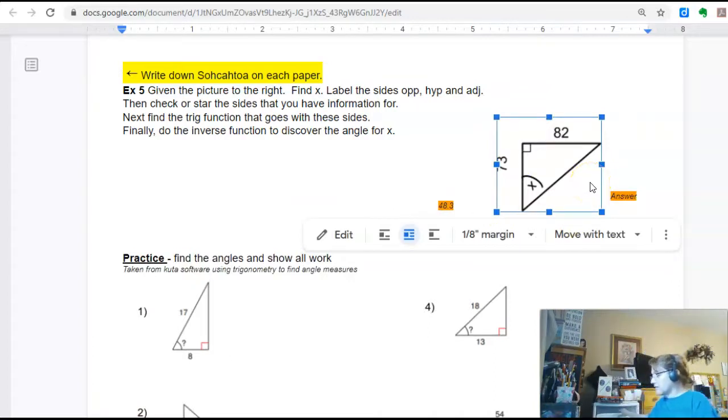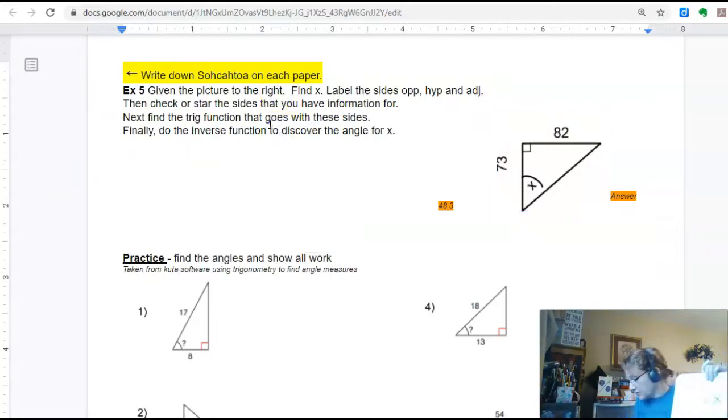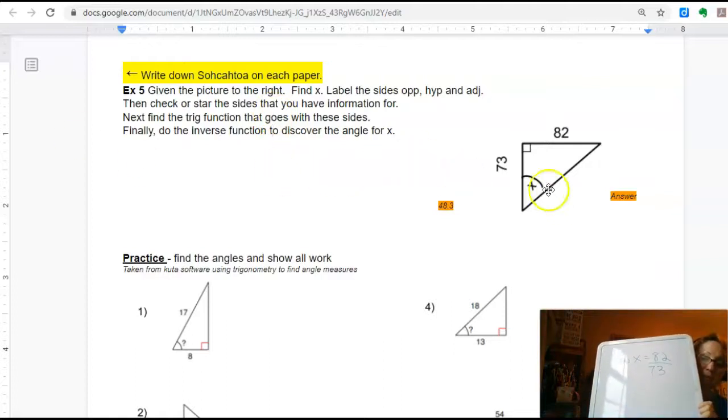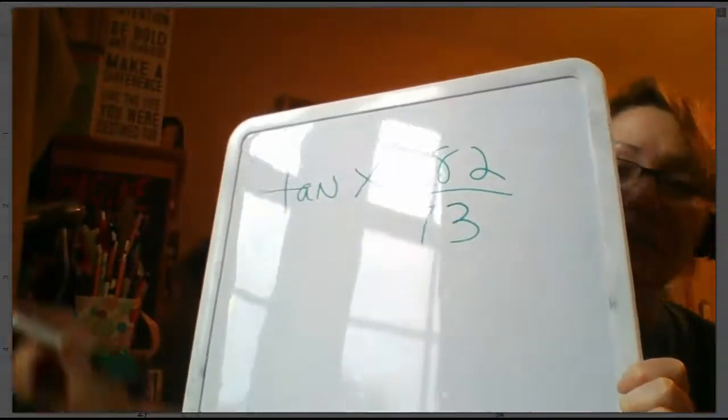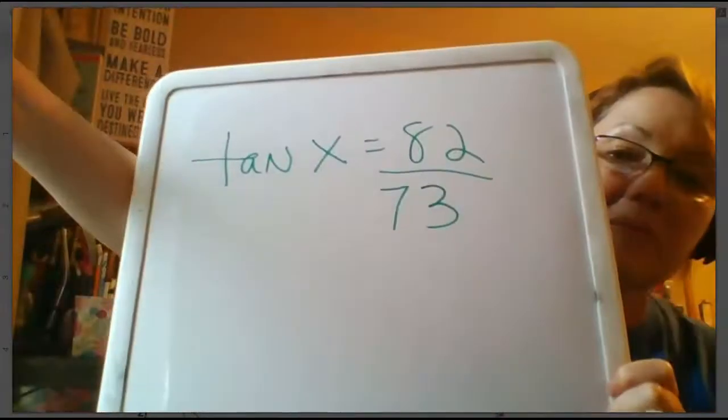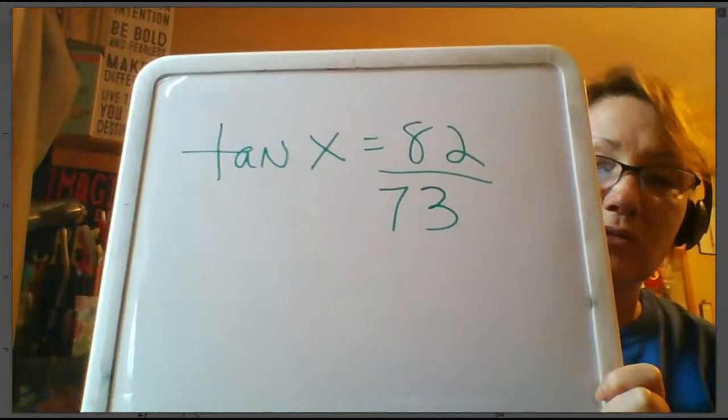I'm going to grab my handy dandy board here and see what I can do. So I'm going to say the tangent of some angle, I'm going to say x, equals whatever is opposite to x, which we said was 82 over 73. Okay, so let me just do the whole board here so you can see it. So the tangent of x is 82 over 73.